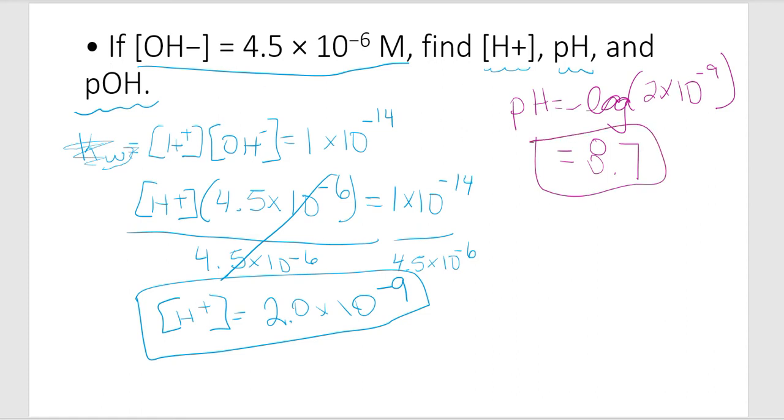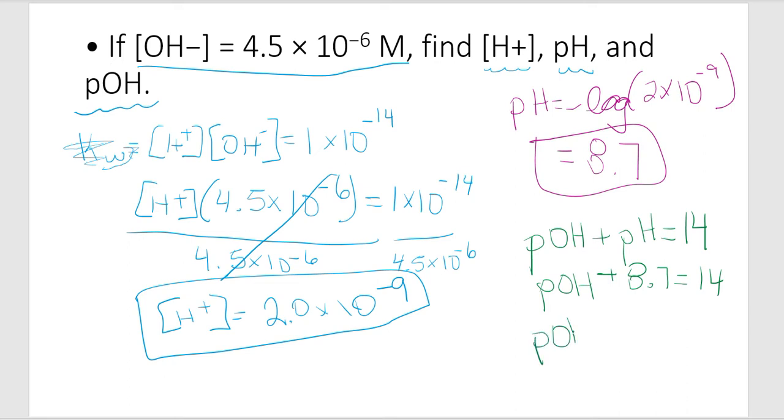If it's greater than 7, remember that it is a base, and if it's less than 7, remember it's an acid. So in this case, the pH is greater than 7, it's 8.7, and so it's going to be basic. And then to find our pOH, we know that pH and pOH added together equals 14. So we have 8.7, and we're going to subtract 8.7 from both sides, and we end up with 5.3. So our pOH is equal to 5.3.